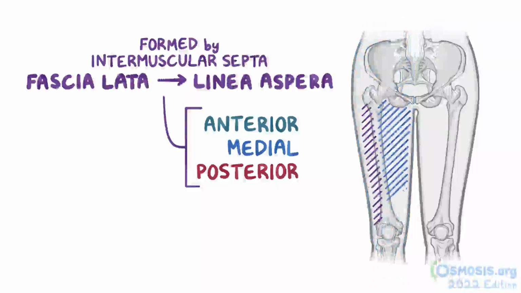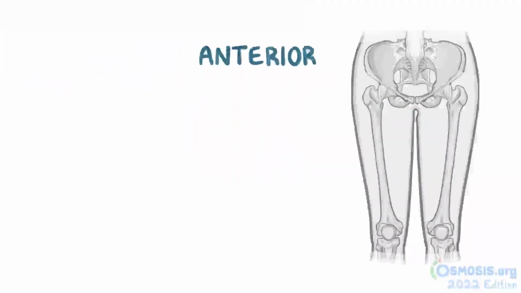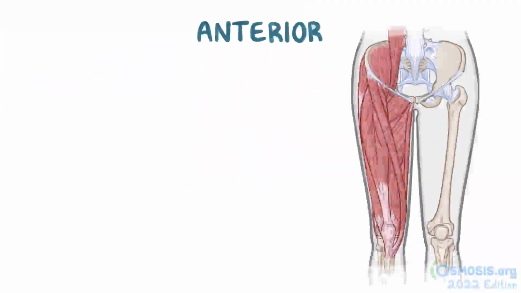And, more importantly, each compartment contains its own muscles, as well as blood vessels and nerves. Each muscle in the three compartments has a proximal origin and a distal insertion, a neurovascular supply, and a specific action on the joints of the lower limb. So, the anterior compartment, which is the largest one, includes the anterior thigh muscles, which can function as flexors of the hip and extensors of the knee.